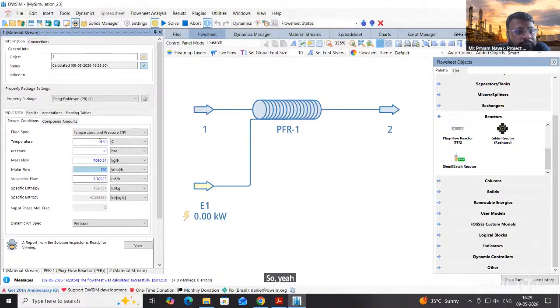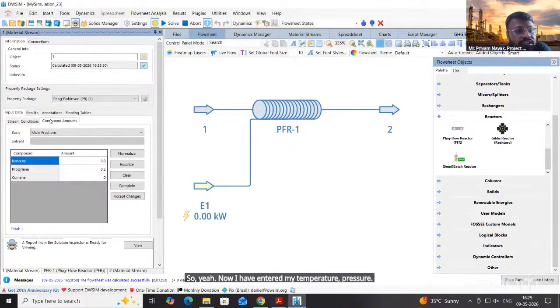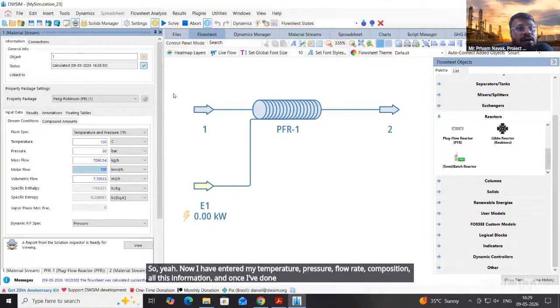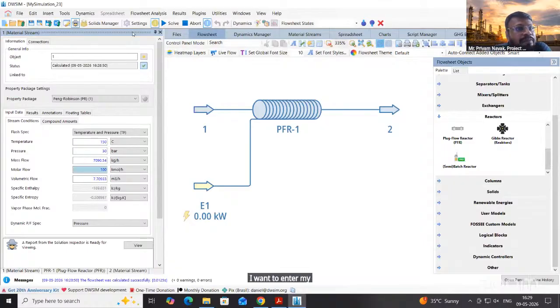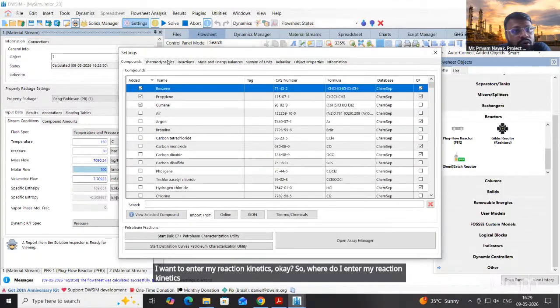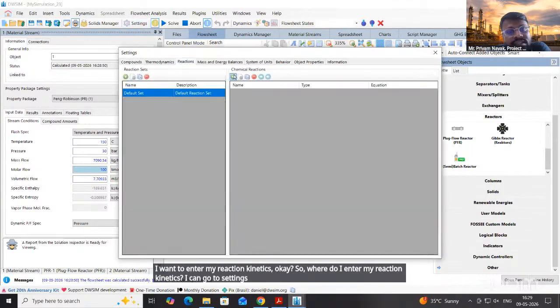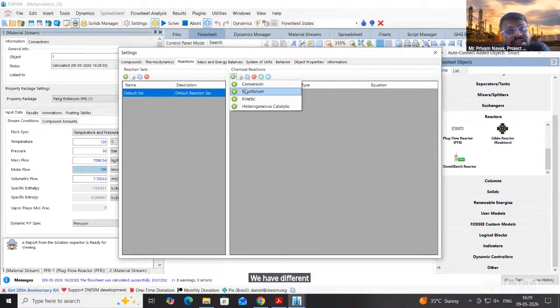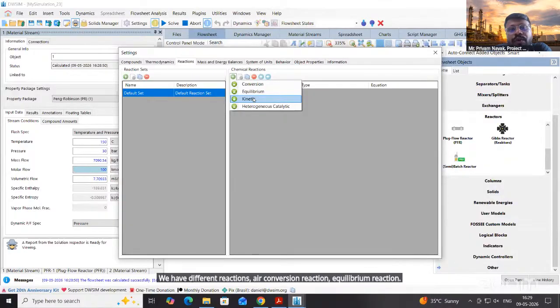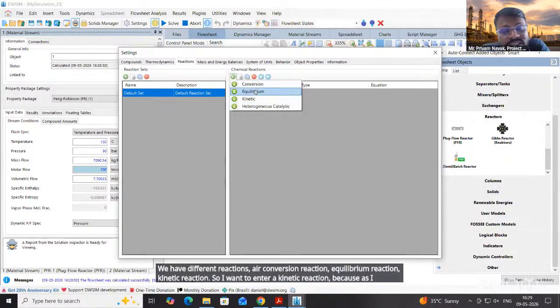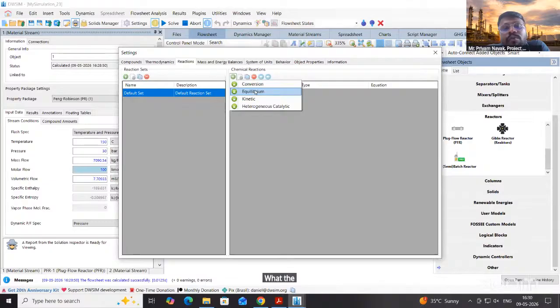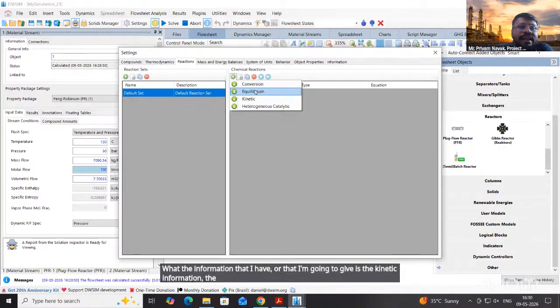Now I have entered my temperature, pressure, flow rate, composition, all this information. Once I've done that, I want to enter my reaction kinetics. Where do I enter them? I can go to settings here under reactions. We have different reactions here: conversion reaction, equilibrium reaction, kinetic reaction. I want to enter a kinetic reaction because, as I said, the conversion reactor supports conversion reaction. If you have information only about the conversion, say 50% conversion of the reaction, then the conversion reaction is to be used. What I'm going to give is the kinetic information, the rate law, the Arrhenius constants, and therefore I'm going to use a kinetic reaction.